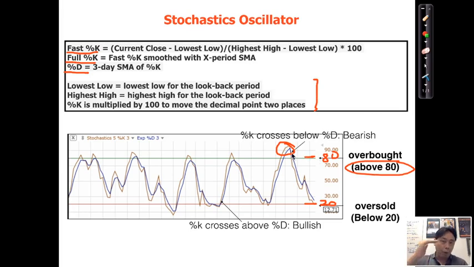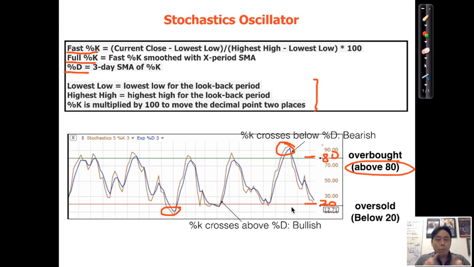Okay, overbought, overstretched to the upside, likely to come back down. When the two lines are below the lower boundary, like here, below 20, it's what? Overstretched to the downside, it's oversold, looking to bounce back up again.